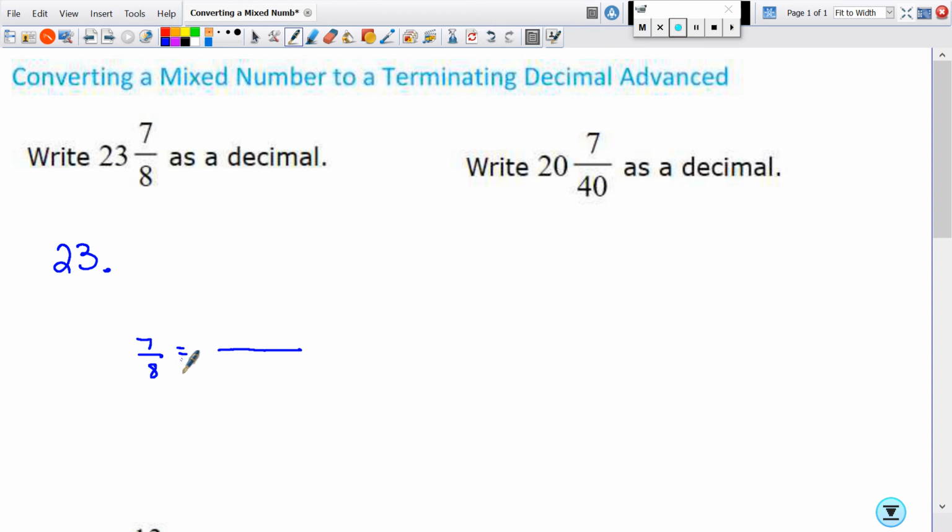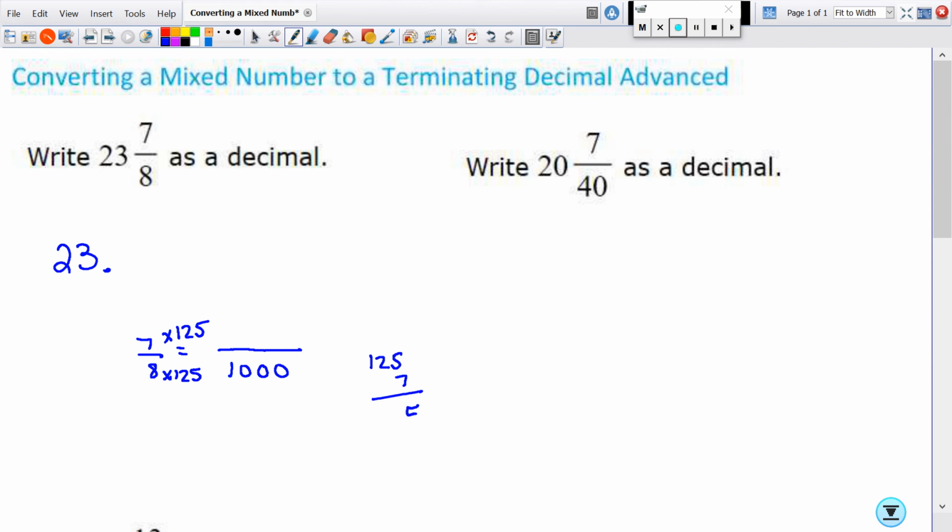And actually most people don't know this, but 8 times 125 equals 1,000. So if you can remember that, it helps you with 8 as the denominator. Now if I multiply the denominator by 125, you need to multiply the numerator by 125. So 7 times 125, oops, sorry. I'm going to do 125 times 7.